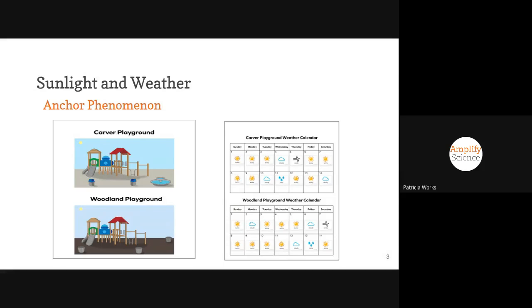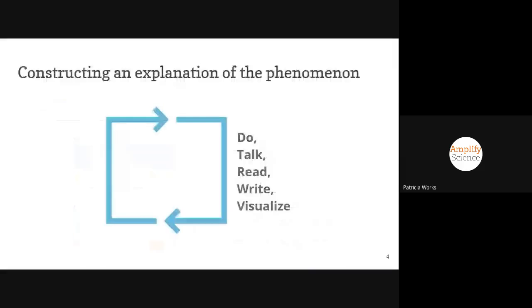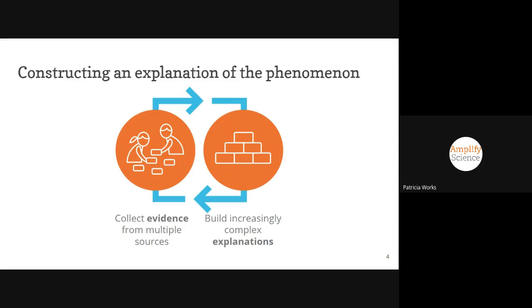Students then use models to figure out why the Woodland playground sometimes floods as they explore a bit about severe weather. As they work through the 5 chapters, they gather evidence from multiple sources by doing, talking, reading, writing, and visualizing. Their explanations become more complex over time as they construct scientific explanations that show their understanding of how different surfaces are affected by sunlight and how the number of hours the sunlight has been shining will make a difference in the playground temperature.